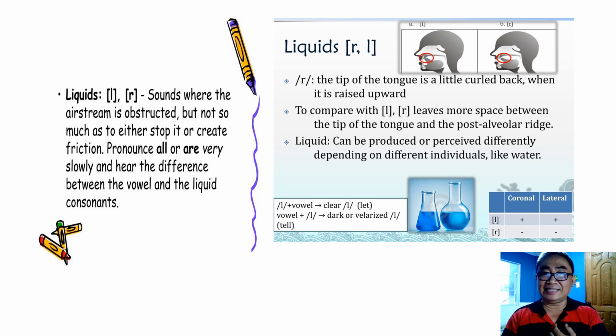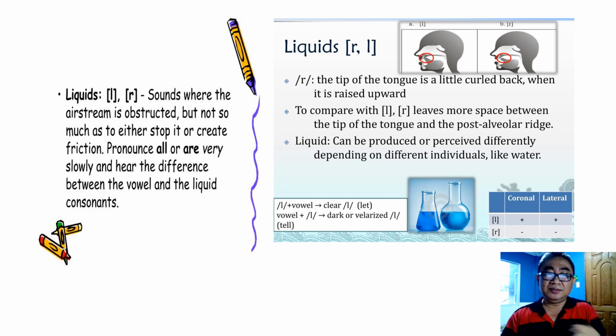So for the R sound, the tip of the tongue is a little curled back when it is raised upward, compared with the L, which leaves more space between the tip of the tongue and the post-alveolar ridge. So liquids can be produced or perceived differently depending on the individual, like water, right?